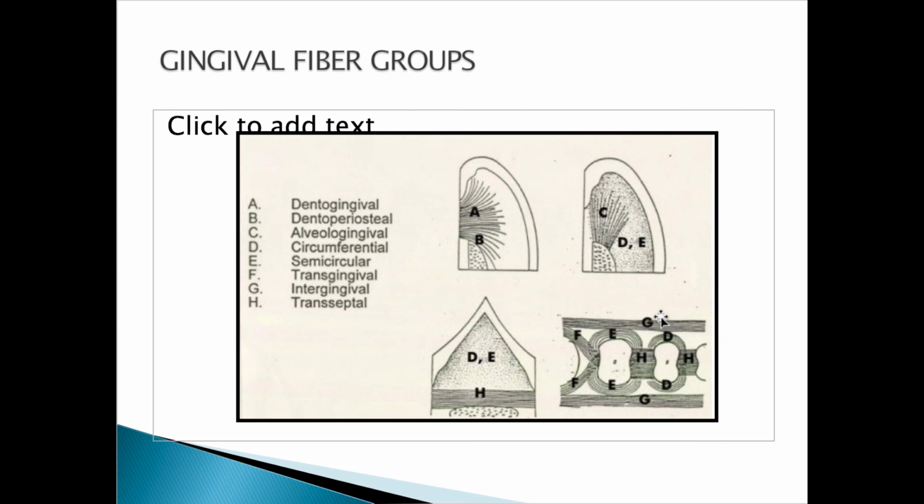Transeptal fibers, represented by the letter H, extend from tooth to tooth between teeth and are connected to the supraalveolar cementum of the individual teeth. Alveolo-gingival fibers, represented by the letter C, are fibers that extend from the periosteum of the alveolar crest coronally into the gingiva.